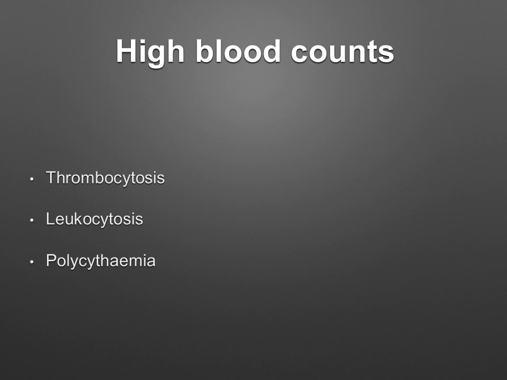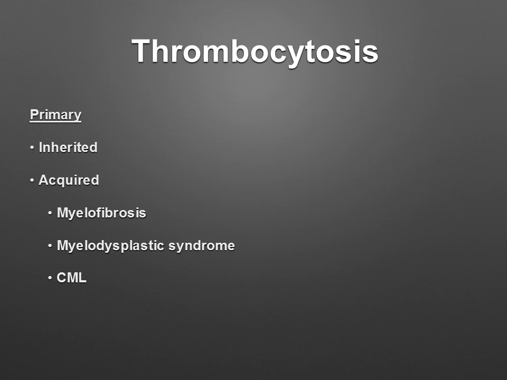So high blood counts, we'll just consider thrombocytosis, leukocytosis, and polycythemia. So that's raised platelets, raised white cells, or raised red cells. Thrombocytosis is defined as a platelet count greater than 450, and although it's uncommon in the hospital, we can see it in up to 1 in 5 of our patients at some stage during their time in ICU.